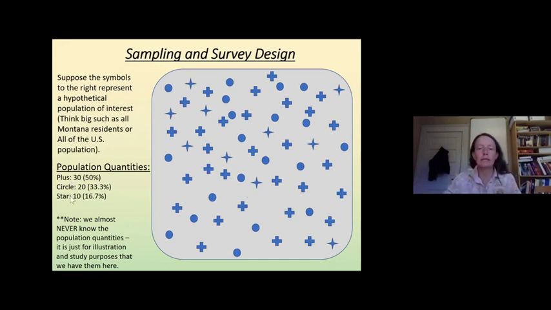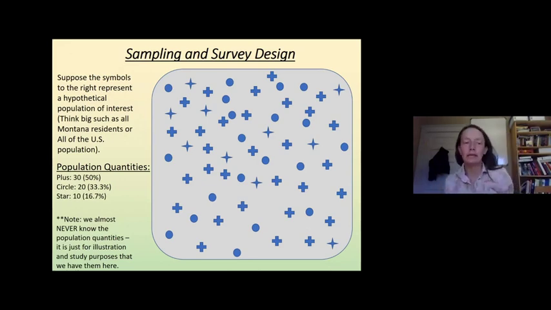we have these 3 characteristics. We have pluses, circles, and stars. So you could associate this with any population characteristic that you want to impose on them. But in this population, there are 50% pluses, 33% circles, and 16.7% stars, okay? That's the population quantity, okay? So we never actually know the population quantity, but this is just for our purposes.